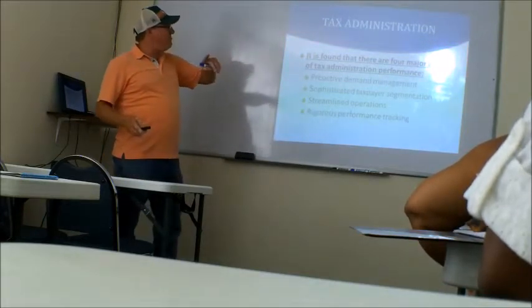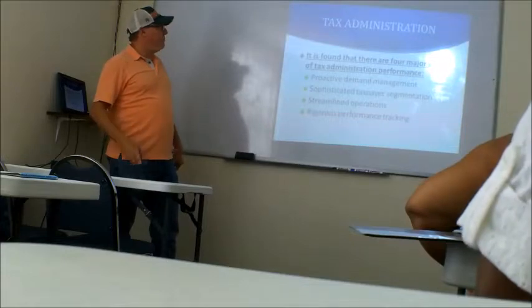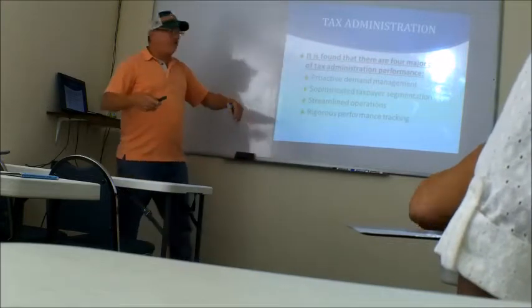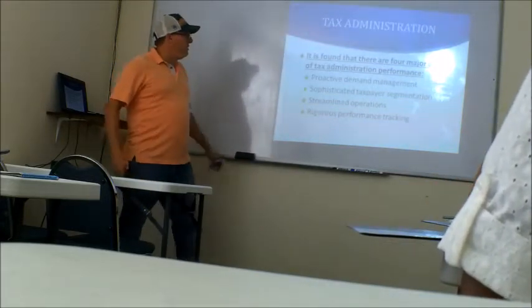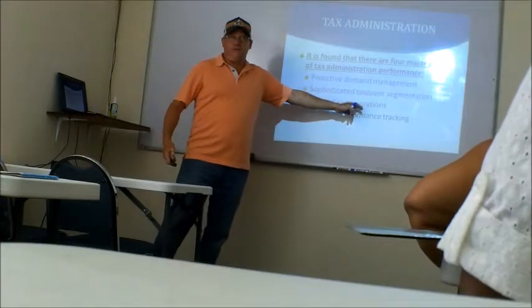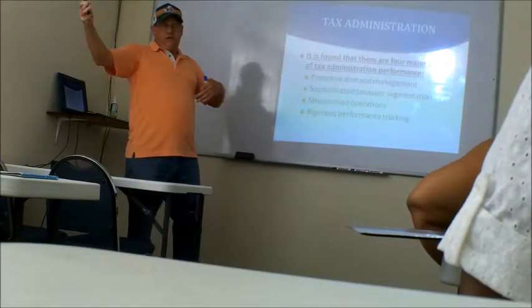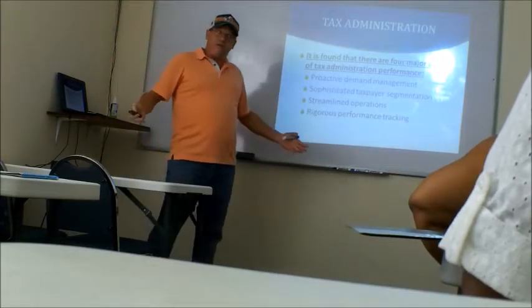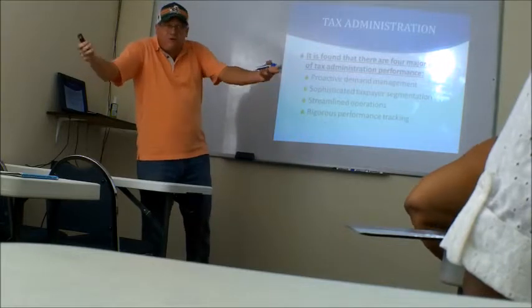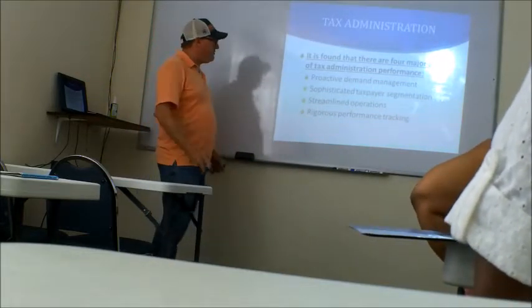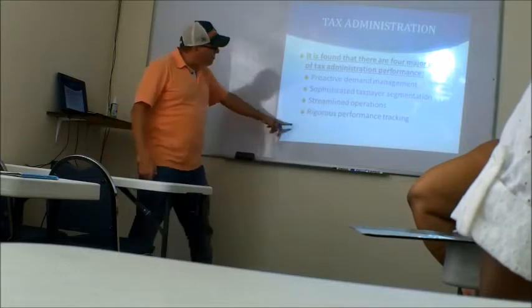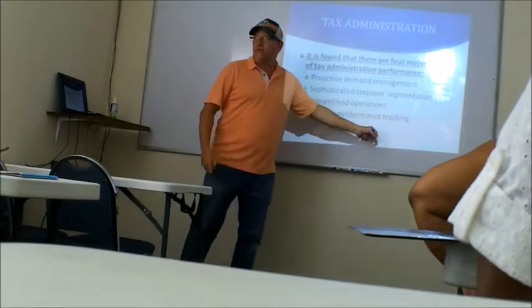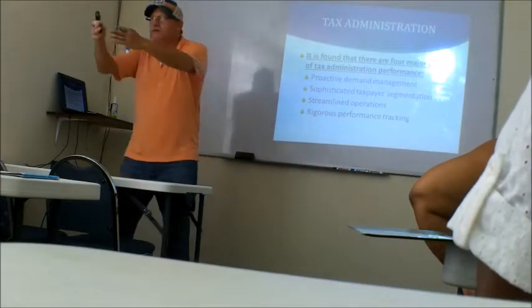So four major drivers of the performance of a tax administration unit, right? Proactive demand management, that's just a management of the unit. A sophisticated taxpayer segment. For instance, the casinos that Gaming Board enforces are a sophisticated segment. They have entire divisions that are responsible for being able to comply with the tax revenue. Streamline obligations and performance tracking. I don't know if they do this in the Gaming Board. I suspect they don't do it in land revenue. But internal performance tracking. How are you as an enforcement agent?